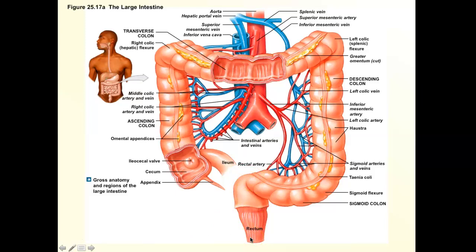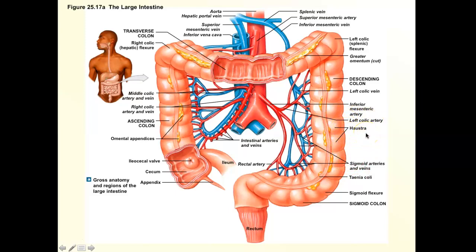So let's take a look at the outline here. Let's talk about the haustrum or haustra. So this is a feature of the large intestine only. If you looked at small intestine and large intestine side by side, large intestine has these little puckered units, these little square units, and those are called the haustra.